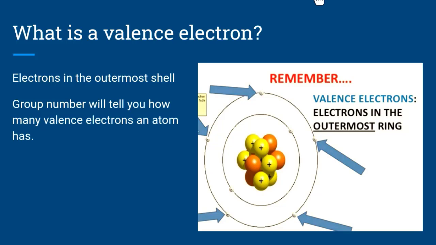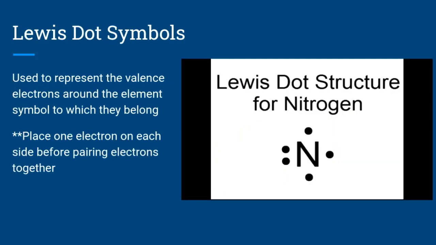All right. So the group number will tell you how many valence electrons an atom has. Make sure you know this trick because when you do Lewis structures, you're going to need to figure out how many valence electrons a certain atom has pretty quickly. With these valence electrons, we can form Lewis dot structures or symbols. What is a Lewis dot symbol? It's just a way to represent the valence electrons around an element using the symbol to which they belong.